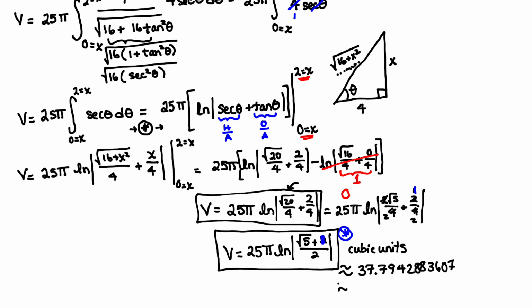37.7942883607. Rounded to the nearest 4 decimal places would be 37.7943 cubic units. I'm not sure, I hope that my open math would take the exact answer versus the approximation. But you'll have to check and see, okay? Either way.